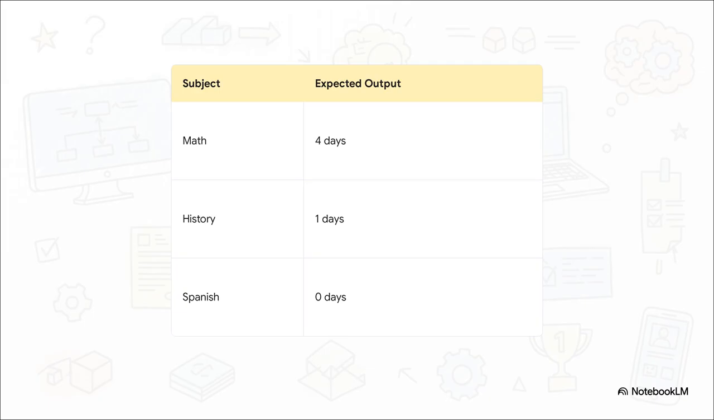And for our final expected output, if we target math, we expect a 4-day streak, history gives us 1 day, and Spanish gives us 0 days. This is the ultimate goal of our compute streak function. It perfectly matches that purpose we defined earlier by giving the user actionable, real-world feedback about their study habits.